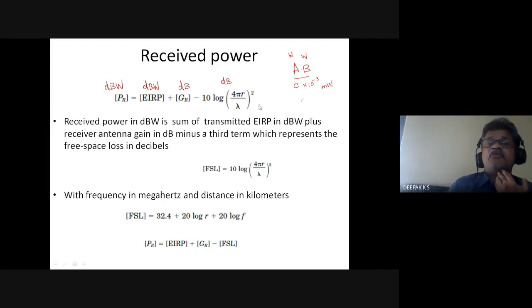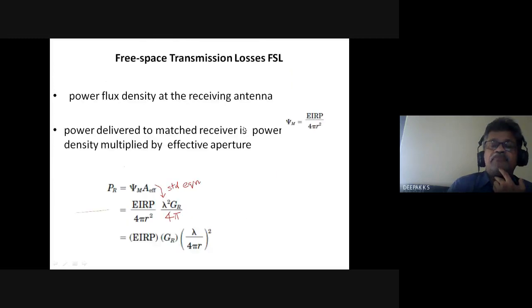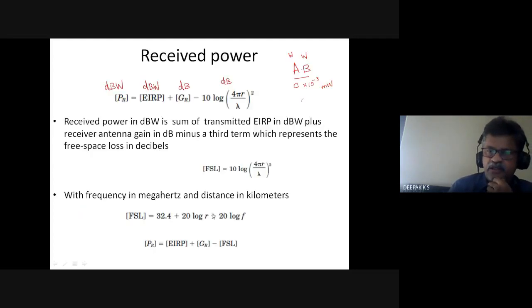So here 4 pi R by lambda, that is why it is becoming minus. Okay. 4 pi R by lambda whole square. This is lambda by 4 pi R whole square. If you put lambda by 4 pi R square, it is plus. If you put 1 by that, it becomes minus. That's how it becomes minus. And everything can be in dB.